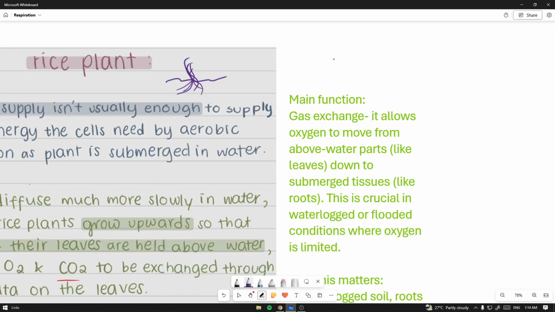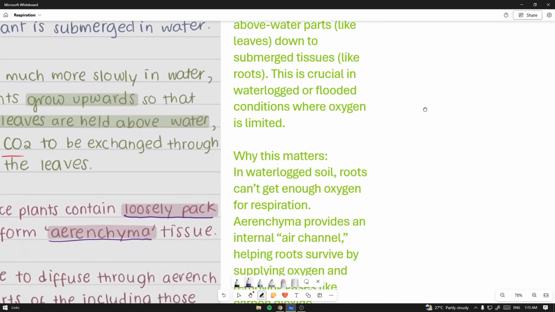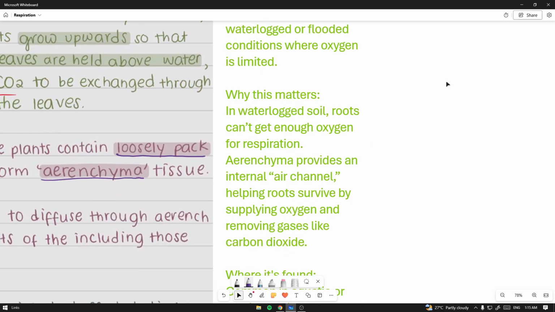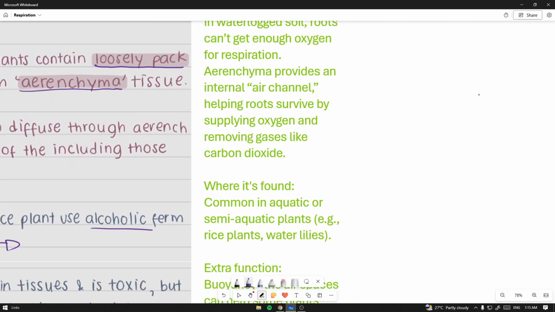Main function, gas exchange. It allows oxygen to move from above-water parts like leaves down to the submerged tissues like roots. This is crucial in waterlogged or flooded conditions where oxygen is limited. Why this matters: in waterlogged soils, roots cannot get enough oxygen for respiration. Parenchyma provides an internal air channel, helping roots survive by supplying oxygen and removing gases like CO2. So it doesn't only take in O2, it also releases waste like carbon dioxide, right? It's common in aquatic or semi-aquatic plants.